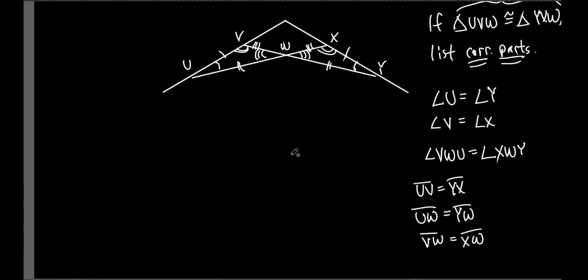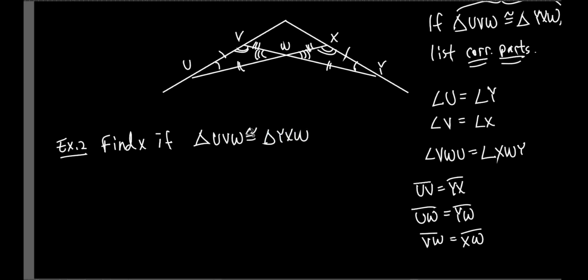That's our situation. So what we're going to do, example 2, that was example 1. This one is example 2, but it refers to example 1, all right? So we're going to use this picture, and then we're going to put some stuff. It says find x if the triangles are congruent, which they told you already, so I'm just going to rewrite it. U, V, W is congruent to YXW. Triangle YXW.